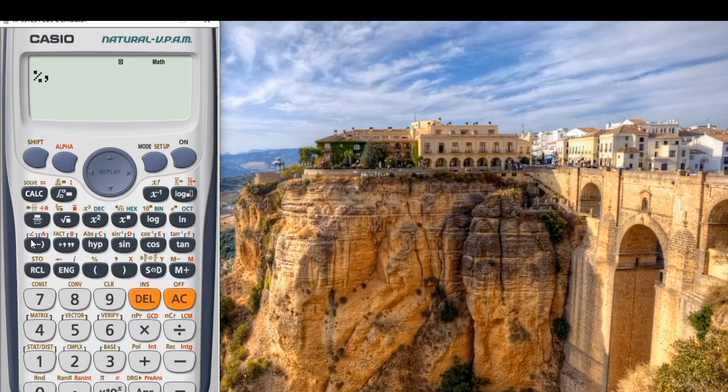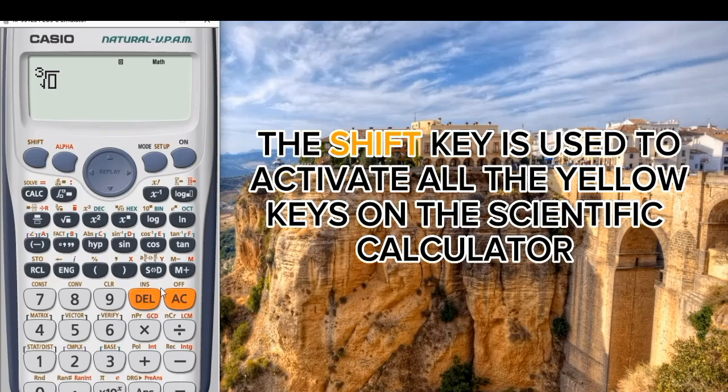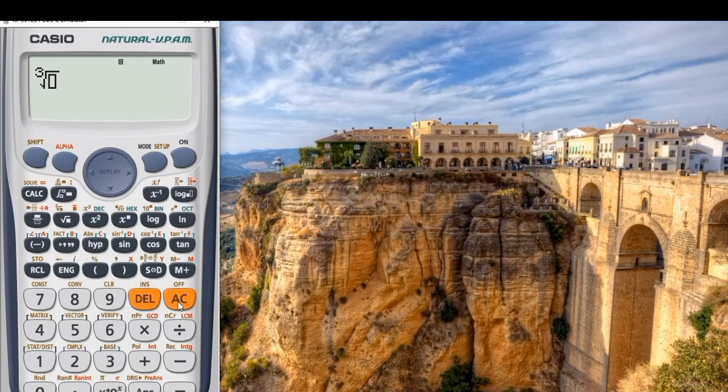If I want to activate the mixed fraction sign, which is on top of the fraction symbol, I have to use the shift key to activate it. So I tap on the shift key and the fraction symbol. If I want to activate the cube root symbol, which is located on top of the square root symbol, I tap on the shift key and then the square root symbol, then the cube root will appear. So that is basically how we activate the yellow alternate function keys on the calculator. We use the shift key to activate them.